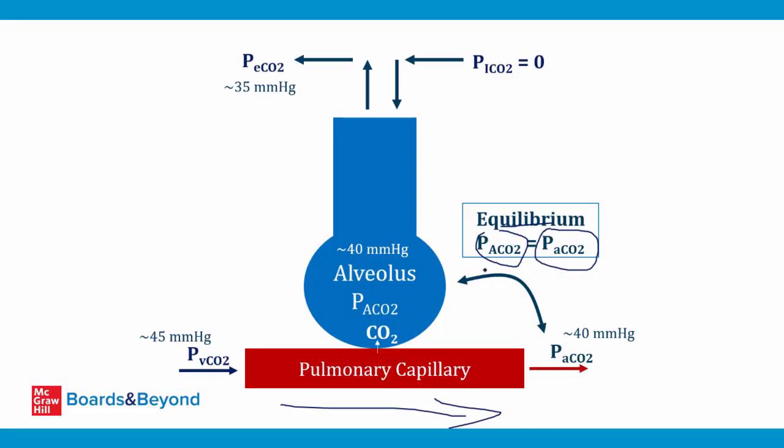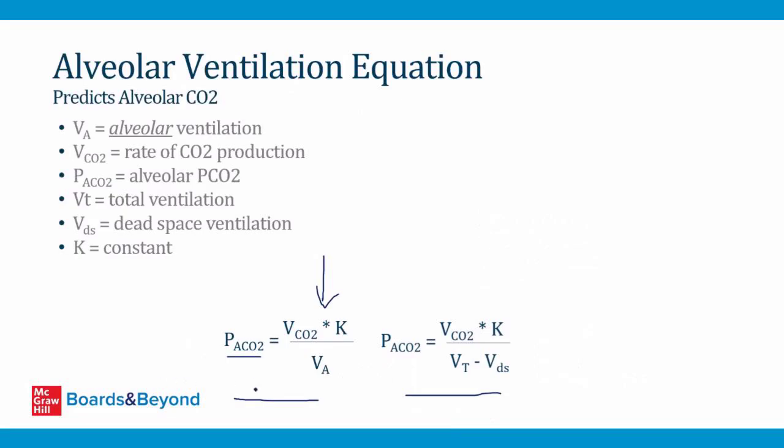So the alveolar gas equation can give us P big A CO2, which is the concentration of carbon dioxide inside the alveoli, but that's going to be the same as P little a CO2, the concentration of carbon dioxide in our bloodstream. So back to this slide, if we look at the equation on the left, it's telling us that alveolar CO2 concentration is equal to VCO2, which is the rate of CO2 production by the body, divided by V sub A, which is the alveolar ventilation, times K, which is a constant.